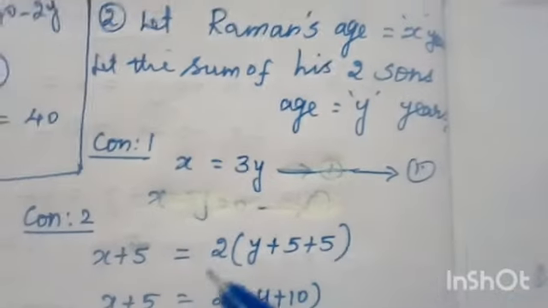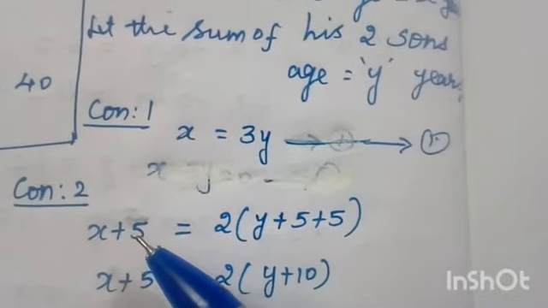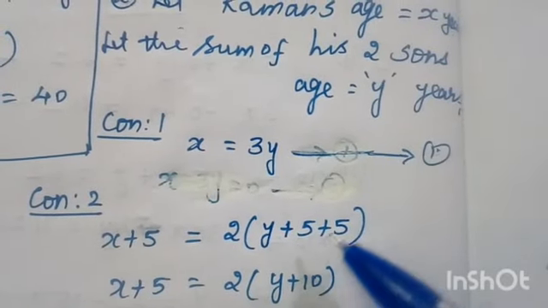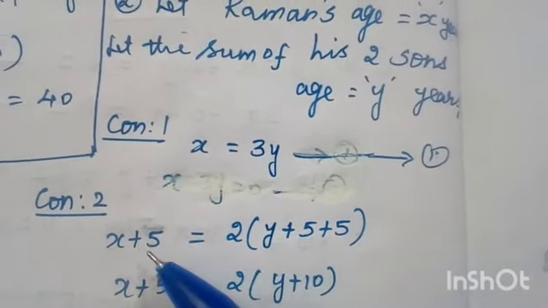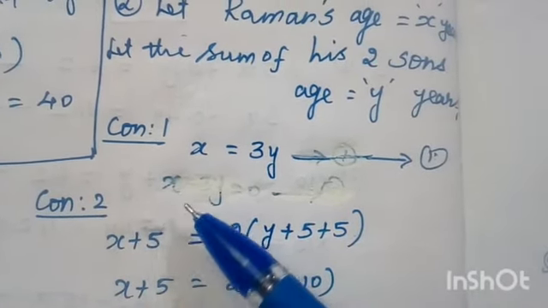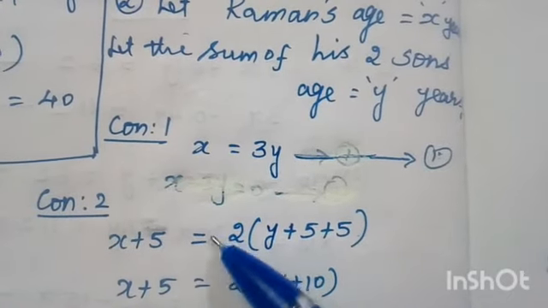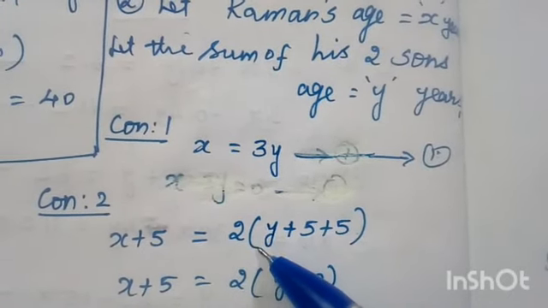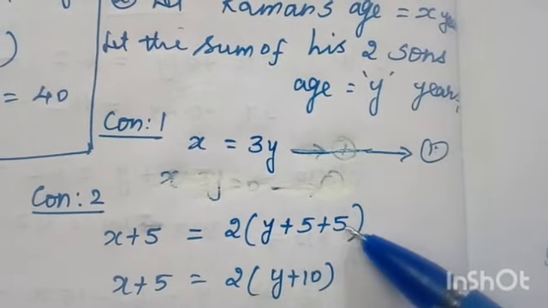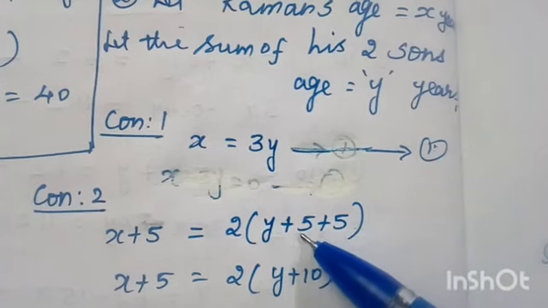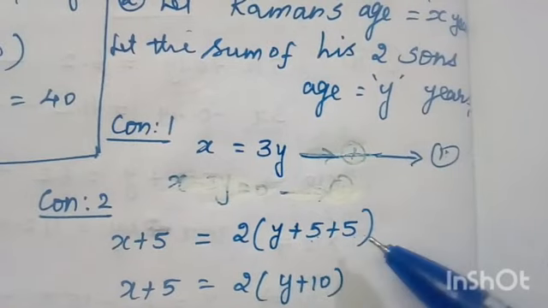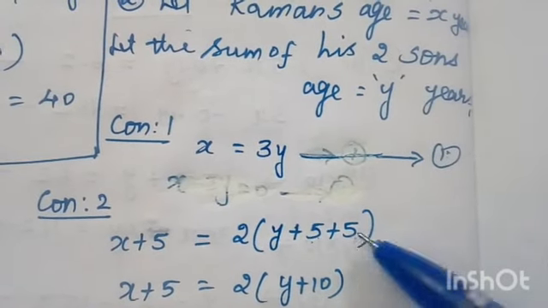The second condition: after 5 years, Raman's age equals 2 times his two sons' age. Raman's age after 5 years is x plus 5, since 5 years increase. 2 times the sons' age: 2 into y plus 5 plus 5. Why are we writing 5 plus 5? Because one son's age increases by 5 years and the other son's age also increases by 5 years. So 5 plus 5 is 10.